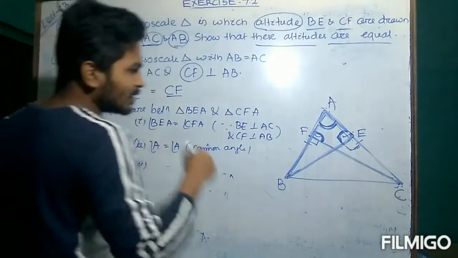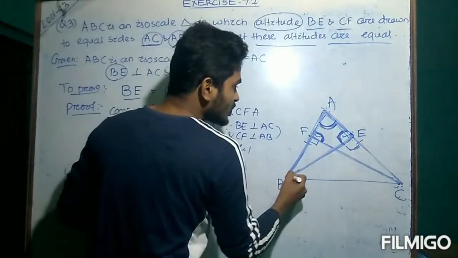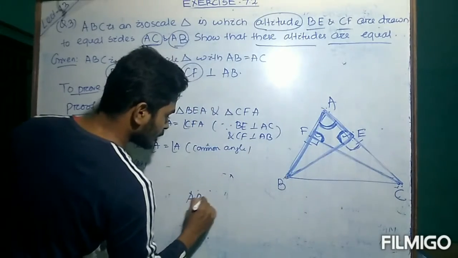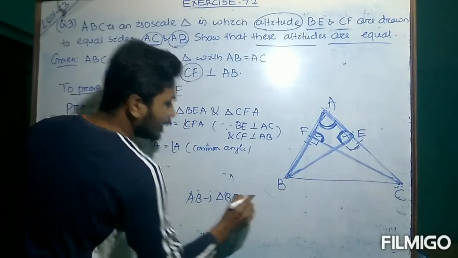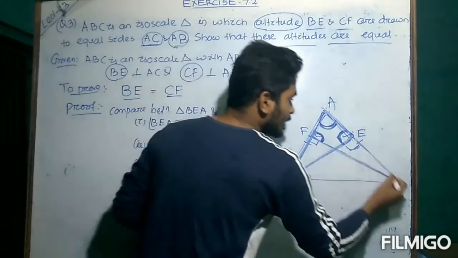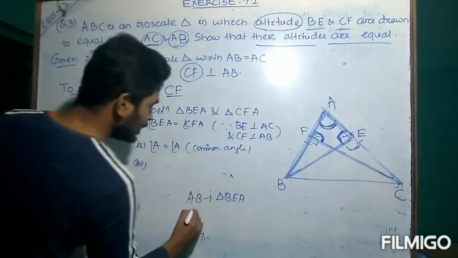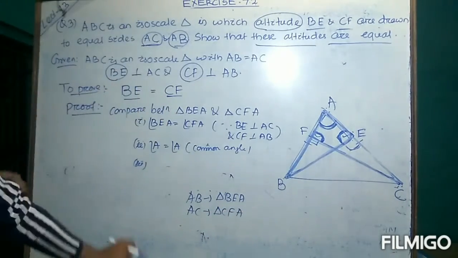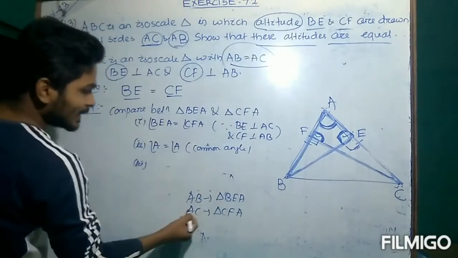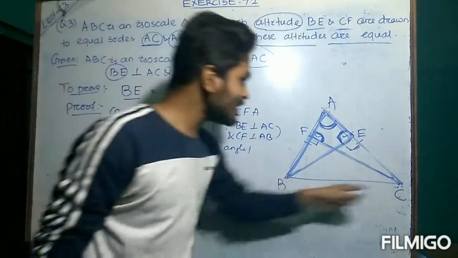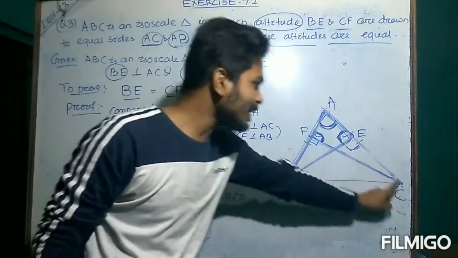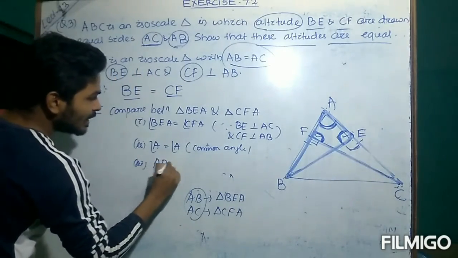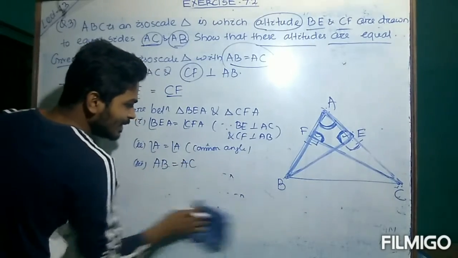Now the third condition. What is the third condition? If we consider triangle BEA, then AB is a side of triangle BEA. And if we consider triangle CFA, then AC is a side of triangle CFA, isn't it? But it is given that AB is equal to AC. Why? Because ABC is an isosceles triangle, and in this triangle side AB is equal to side AC. So can we write AB is equal to AC? Yes, you can write. What is the reason?